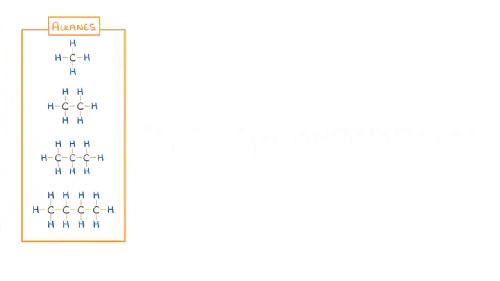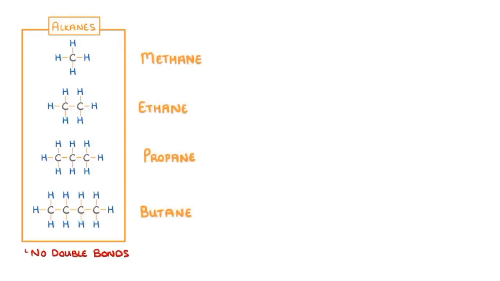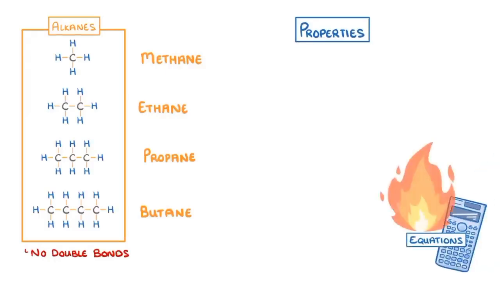We saw in the last video that alkanes are a homologous series of hydrocarbons that contain only carbon and hydrogen atoms, with no double bonds, and we covered the names of the first 4 alkanes in the series. In this video though, we're going to talk about the properties of alkanes, and then see how we can write equations for their combustion.